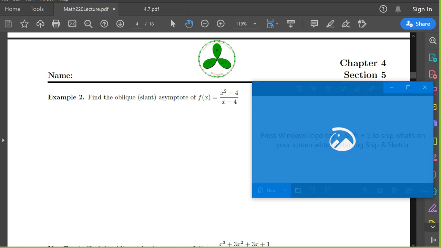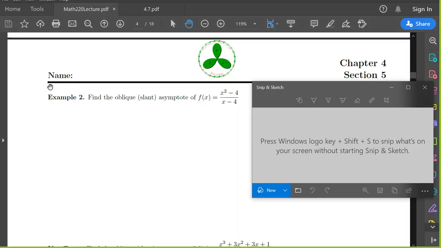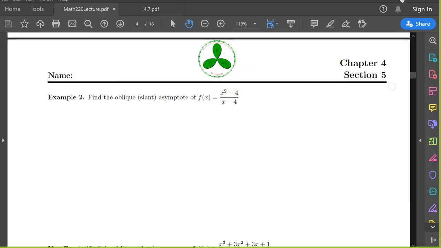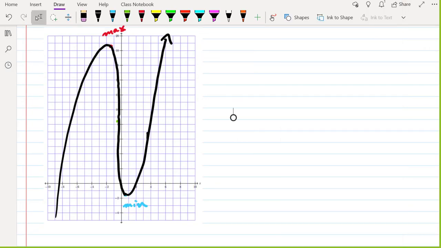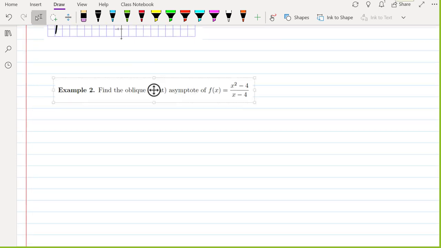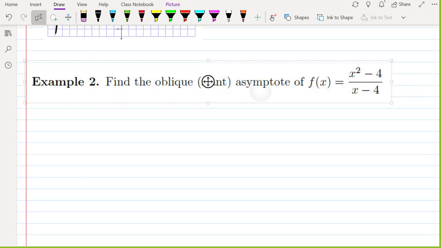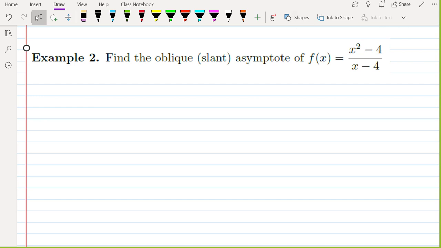So the next one says, find the oblique or the slant asymptote of f of x. So this is another one of those things we've got to remember how we do this from pre-calculus or some other class. So to find an oblique asymptote of a function, we use polynomial long division.